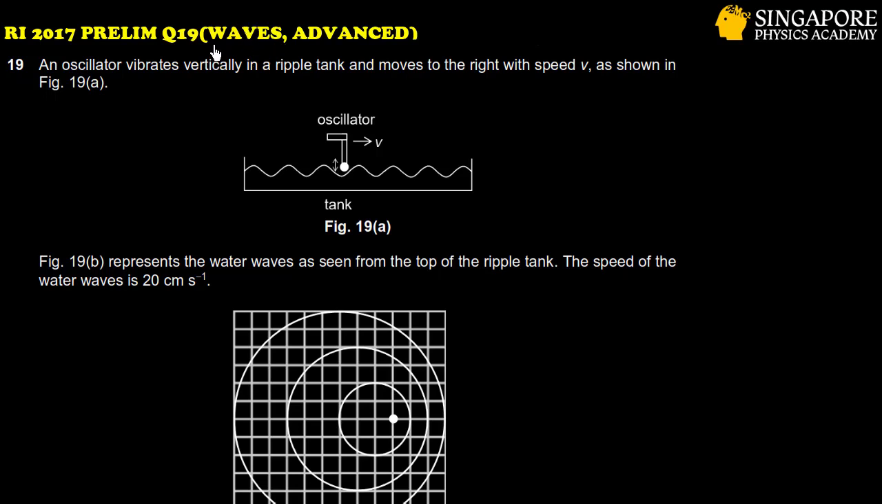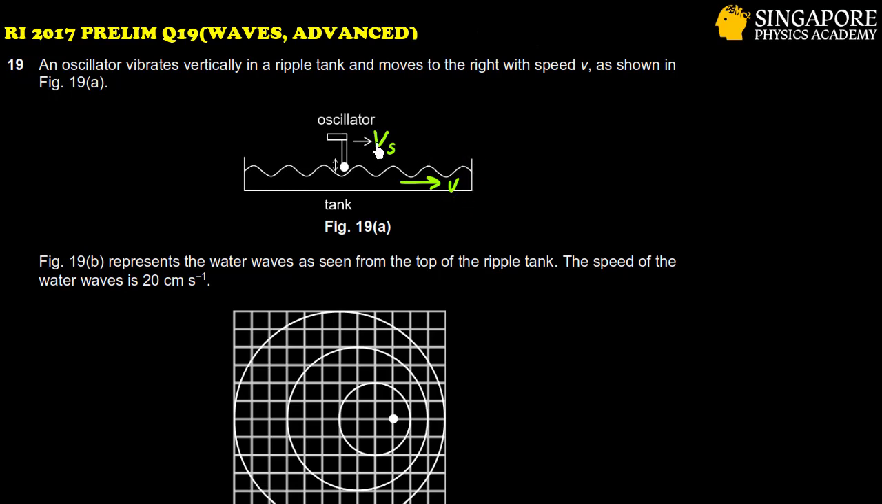This is a challenging wave question from RI. Now, this oscillator moves to the right, and the wave is also moving to the right. So this is the velocity of the wave, and v is the velocity of the oscillator. I'll say the velocity of the source. Okay, this velocity of the source also means velocity of the oscillator. This velocity of the wave, I call it just v.